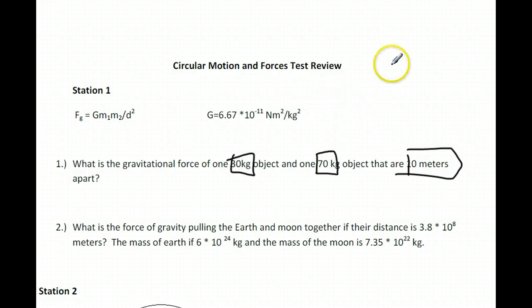So we're just going to go ahead and plug in. Force of gravity equals 6.67 times 10 to the negative 11th.